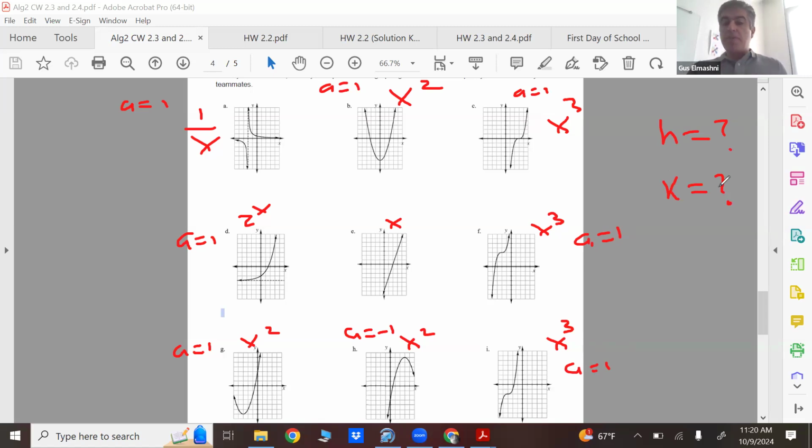So come up with equations for each of these. I'll freeze my screen, do it here, and then I'll share. I'll walk around in a few minutes to see how you guys are doing. But go in your table groups and predict the equations for each of these graphs.